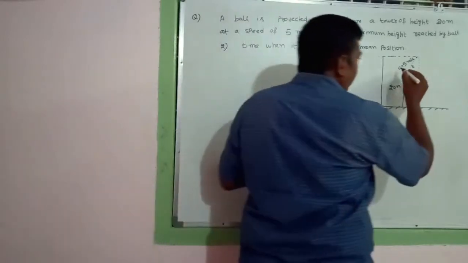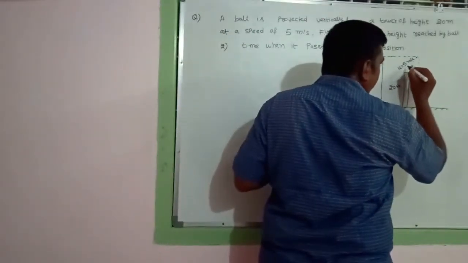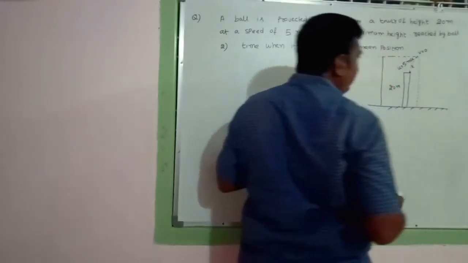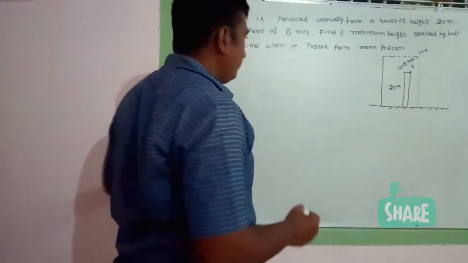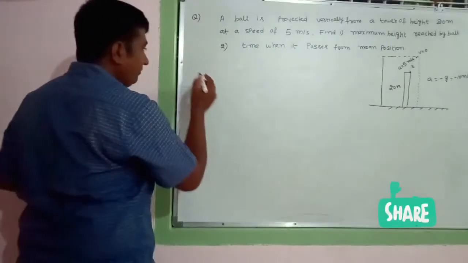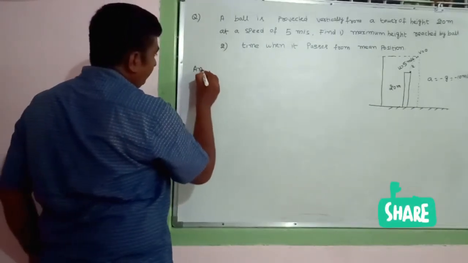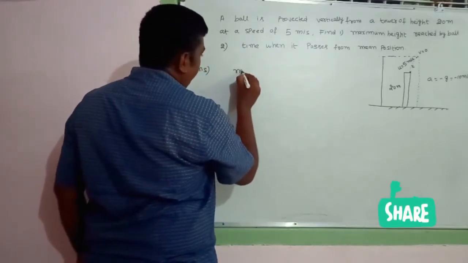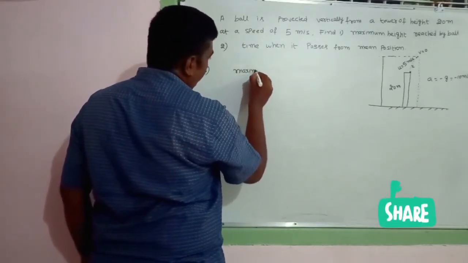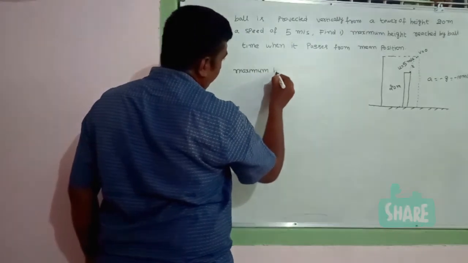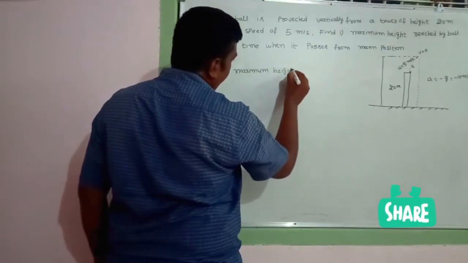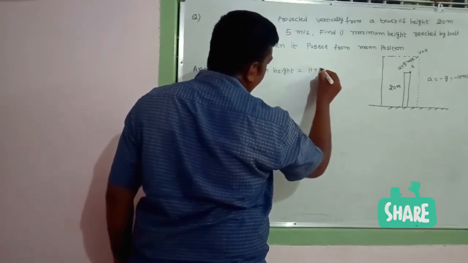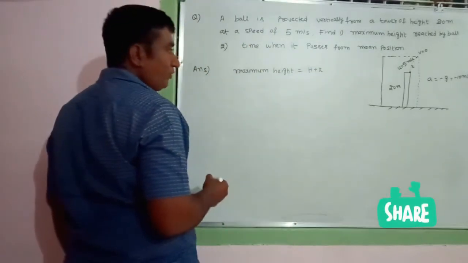Whenever we apply some initial velocity u, at this point the velocity will be equal to 0. So the maximum height is nothing but h plus x. The x value we have to find.